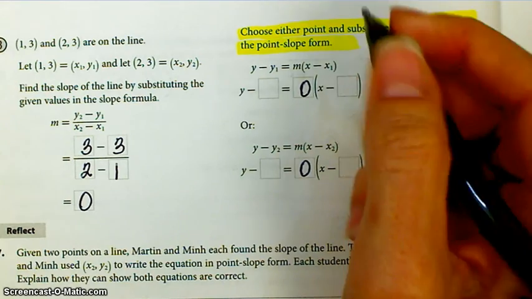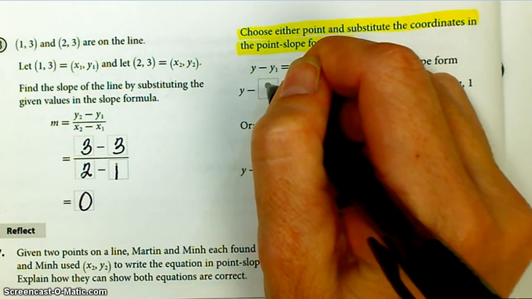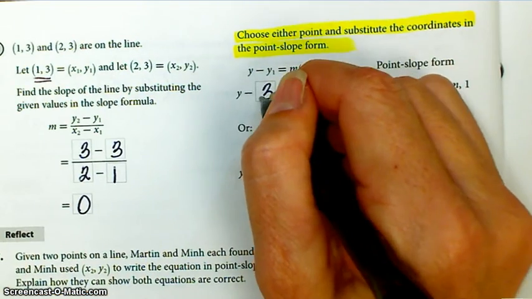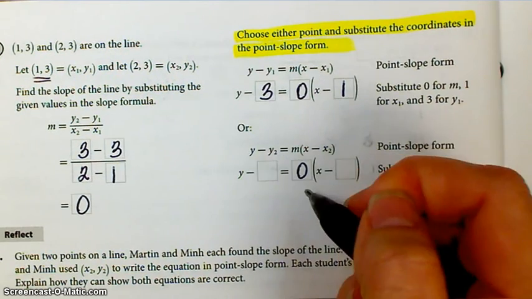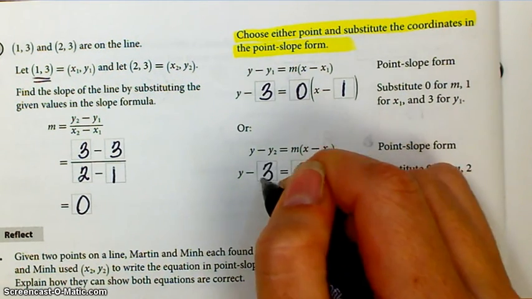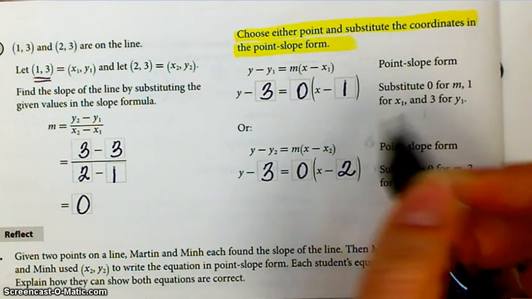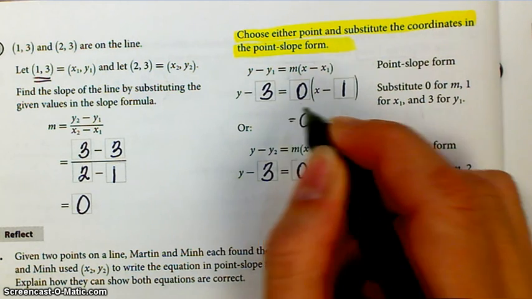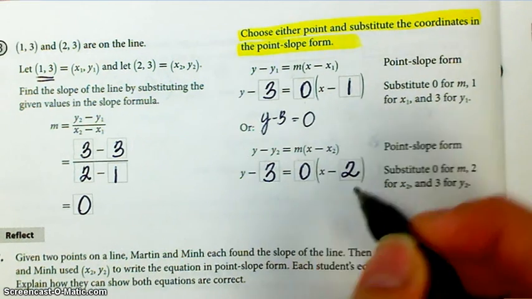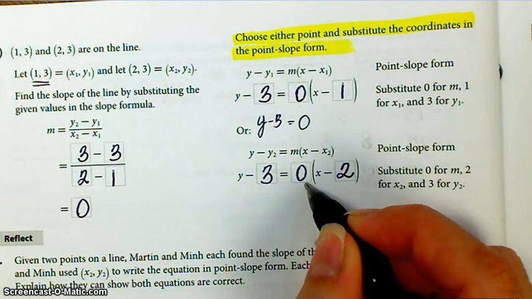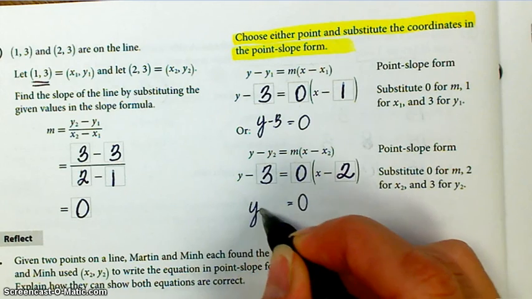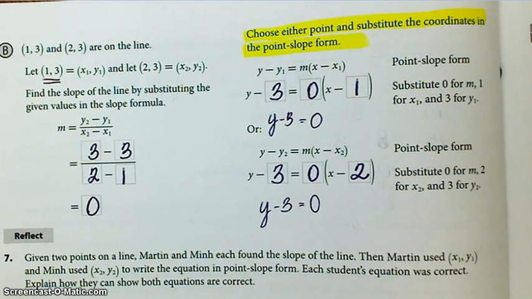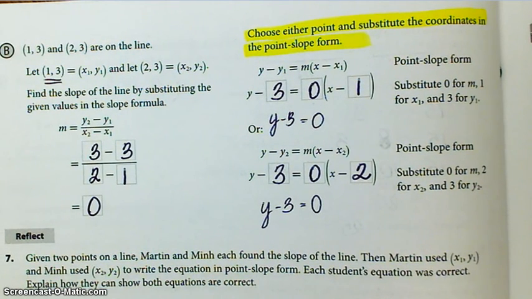Up here I'll do this first pair. Down here I'll do this second pair. Now notice 0 times all of this is going to be 0. 0 times all of this is going to be 0. Okay, so it doesn't matter which one I choose, the equation winds up being equivalent.